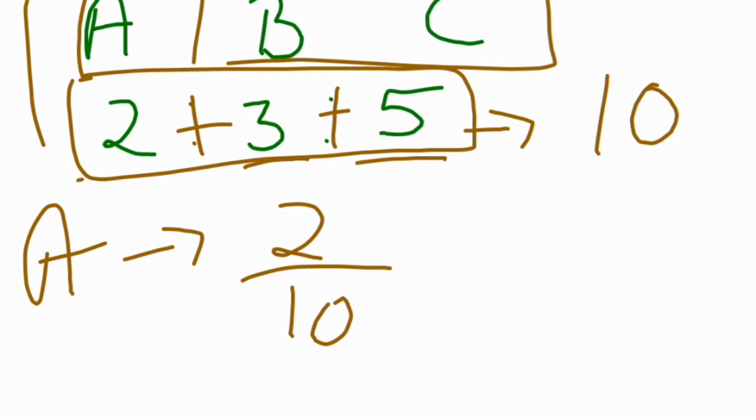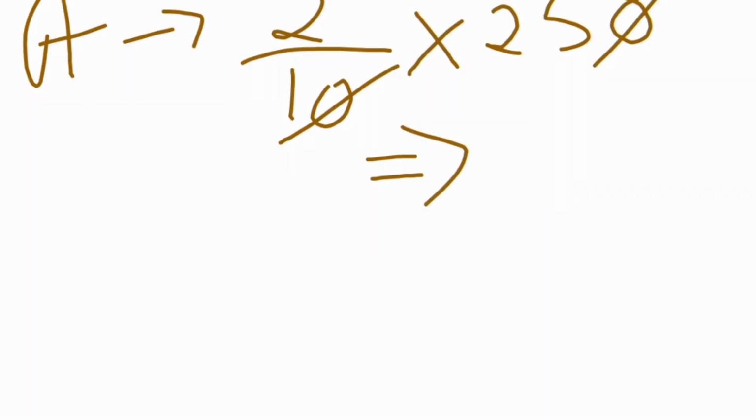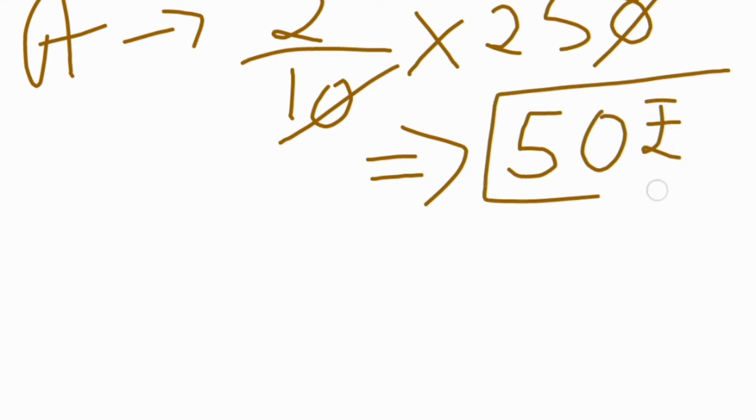Now let's see what amount A will receive. To calculate the amount received by A, you will multiply the total with A's fraction. So 2/10 of 250. You can cancel this 0 with 0. Now you have 2 into 25. What is the double of 25? 50. So 50 rupees is the share of A.